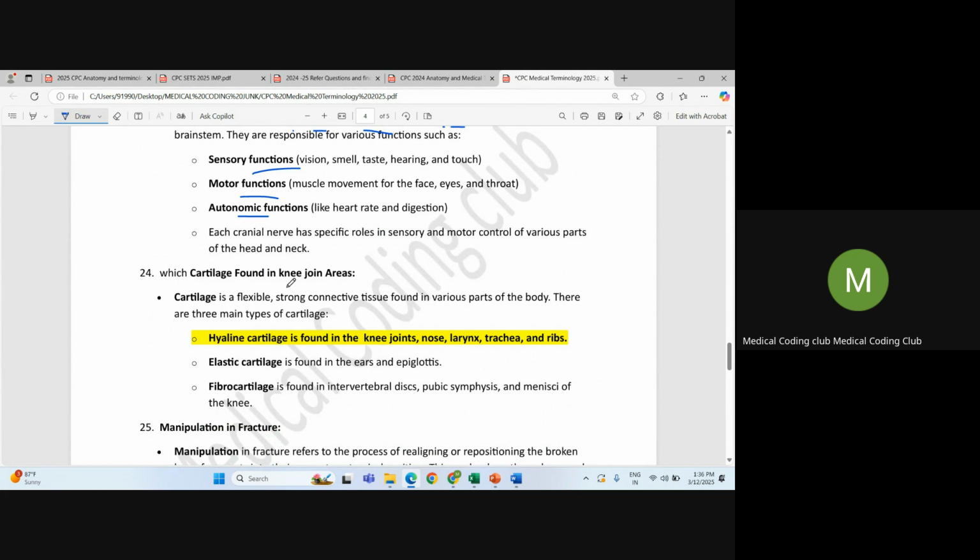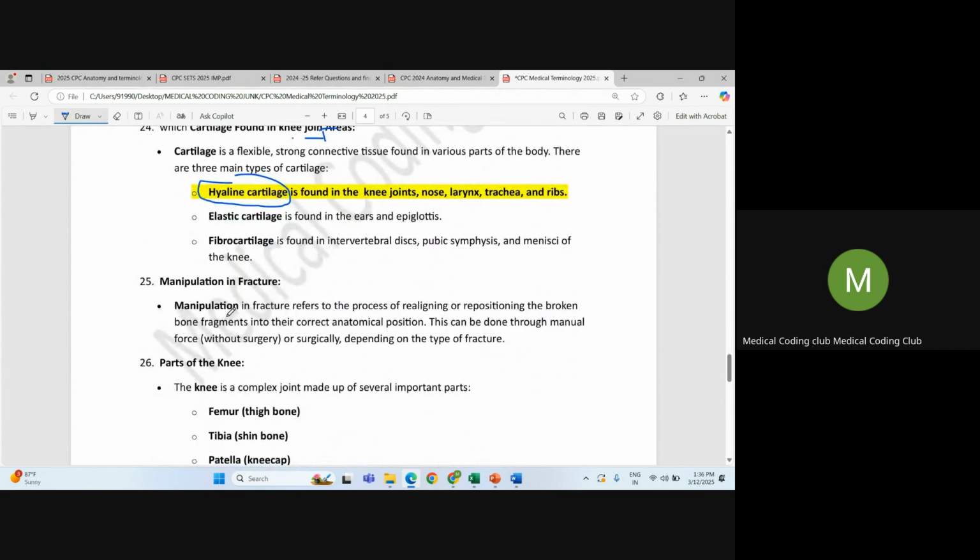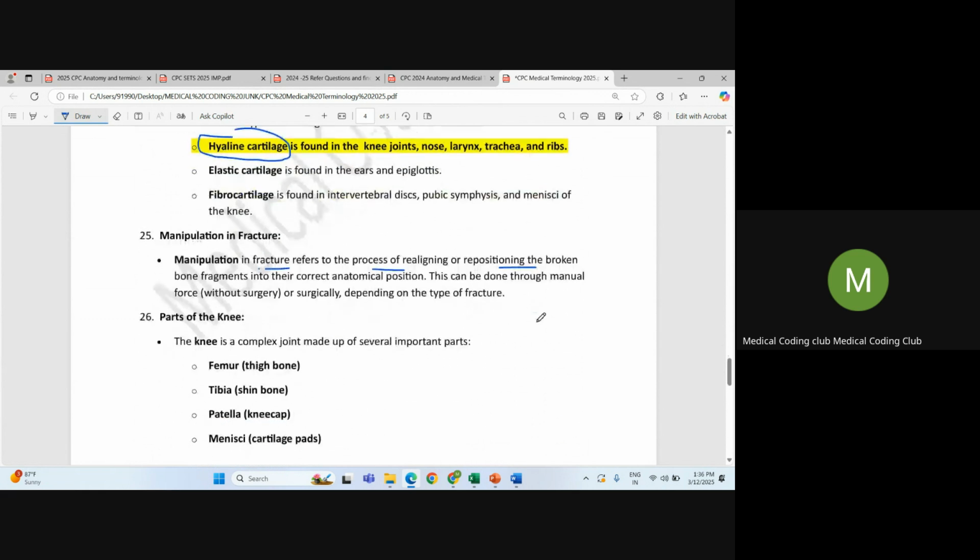Which cartilage is found in knee joint areas? Knee joint area is very important. This is hyaline cartilage. Hyaline cartilage is found in the knee joint. And manipulation in fracture. Manipulation of fracture refers to the process of realigning or repositioning the broken bone fragments.